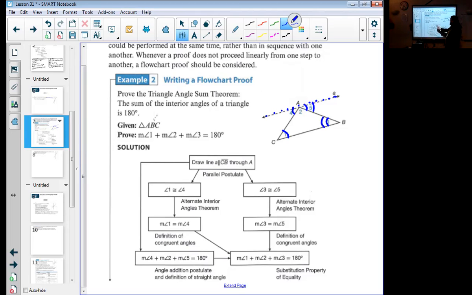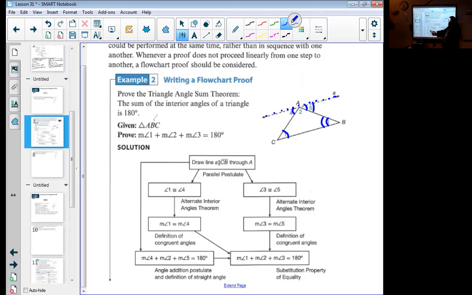Now, because we have line A going through A, this angle plus this angle plus this angle make a straight angle. So we have the angle addition postulate, which says we can add angles together and the new larger angle is equal to the sum of the 2, or in this case 3. And the definition of a straight angle says it equals 180, because we know it's a straight angle because it forms a line. So that means that angle 4 plus angle 2 plus angle 5 is equal to 180.